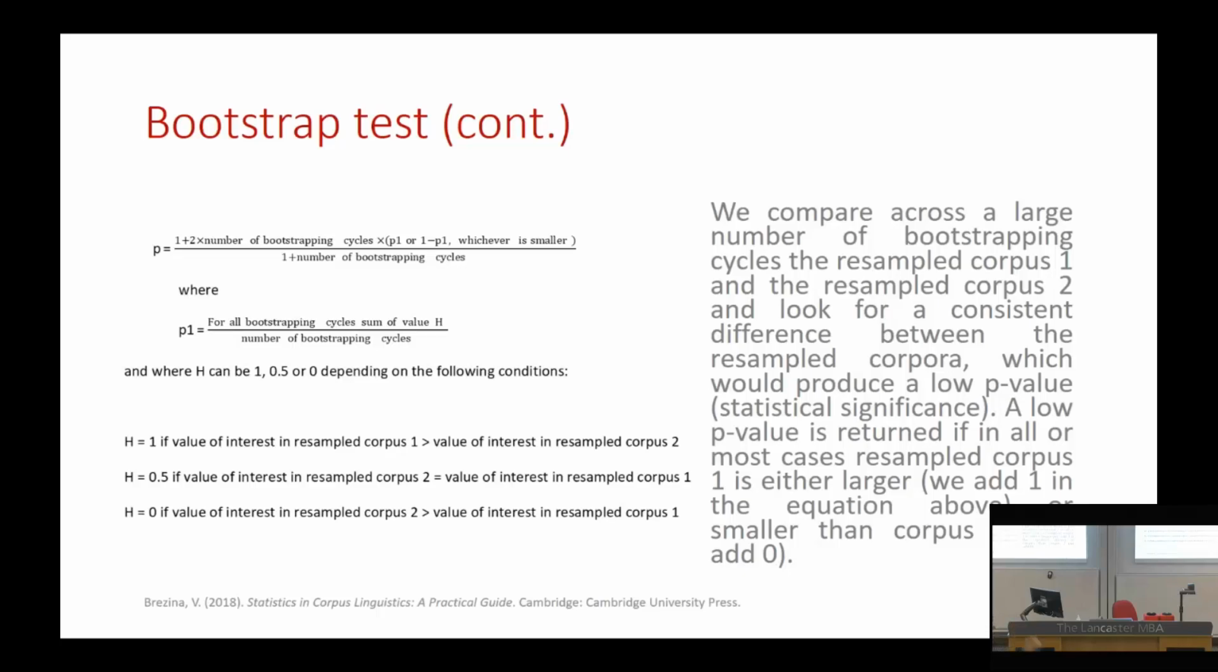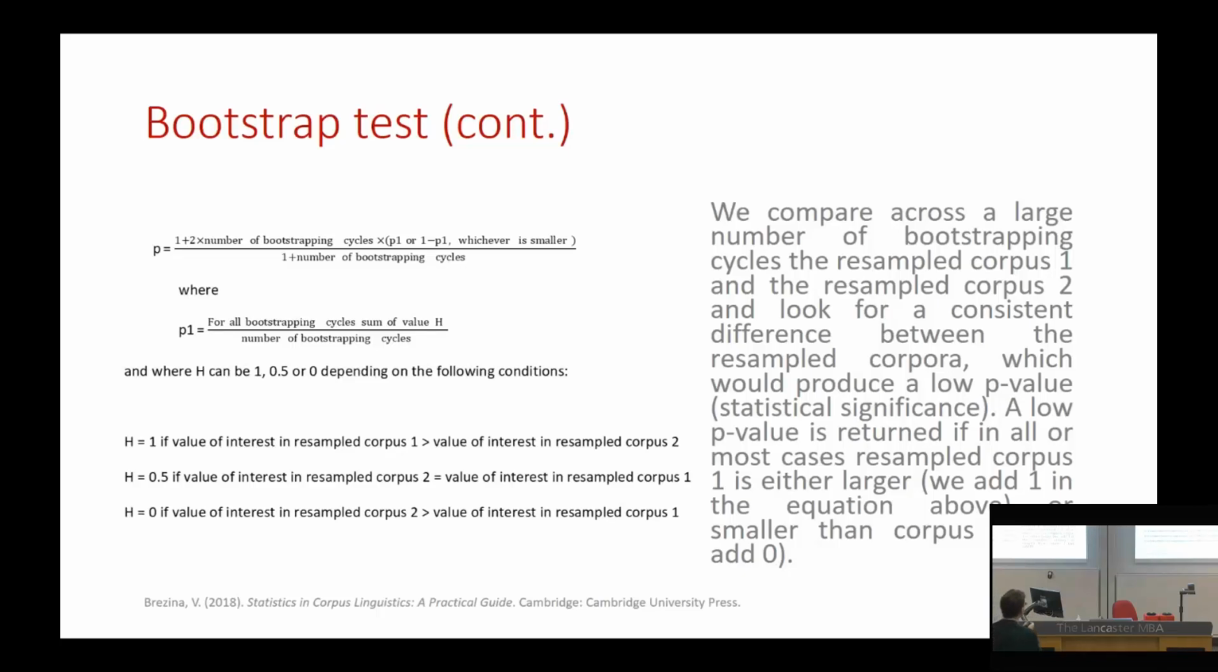What is important to know is that the bootstrap test outputs one statistic, and that is the p-value. And we know how to interpret the p-value. If it is smaller than 5%, 0.05, then we are happy to celebrate, right? So this is the statistically significant option.